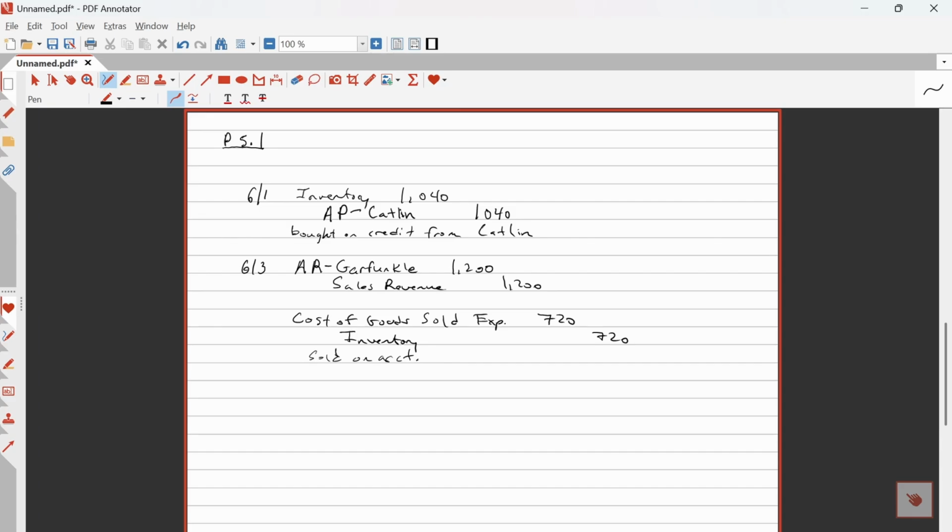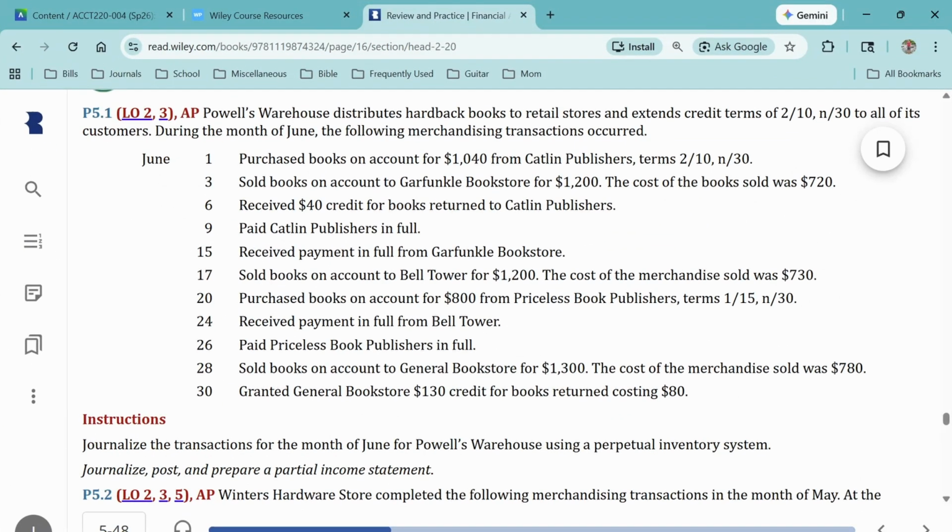I'm making a little note. Sold on account to Garfunkel. On 6.6, we paid Catlin Publishers in full.